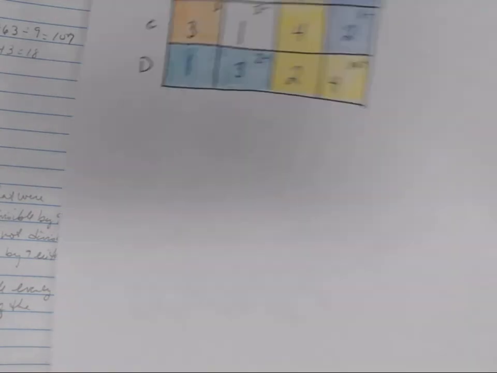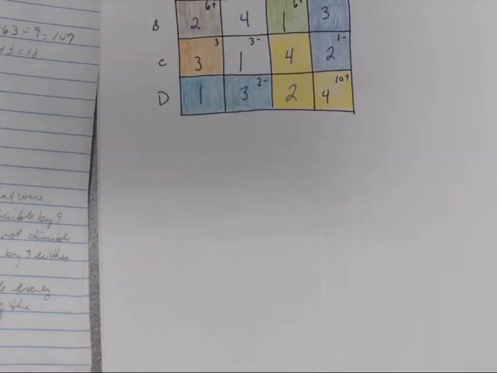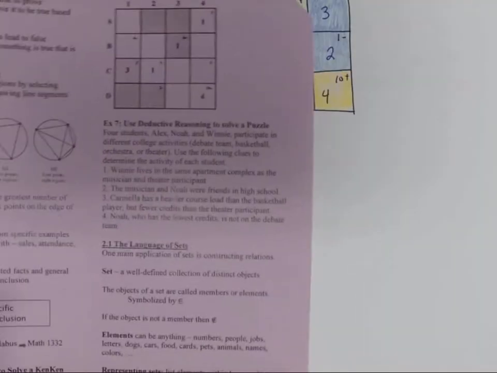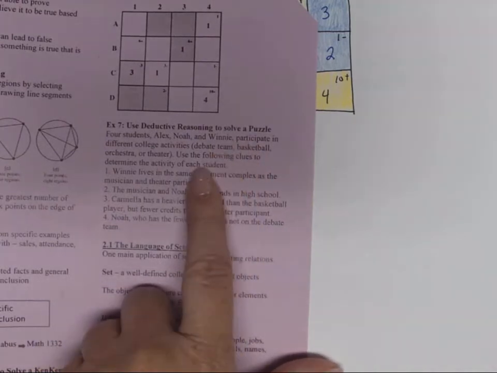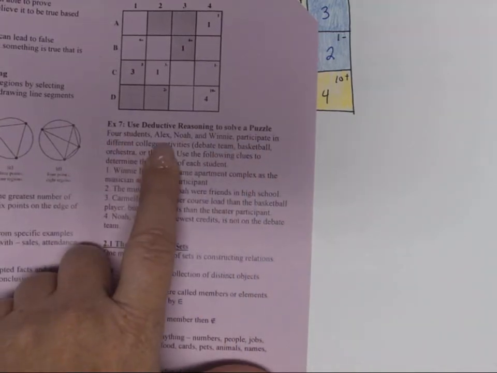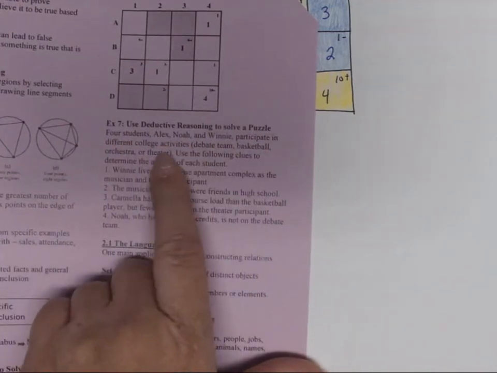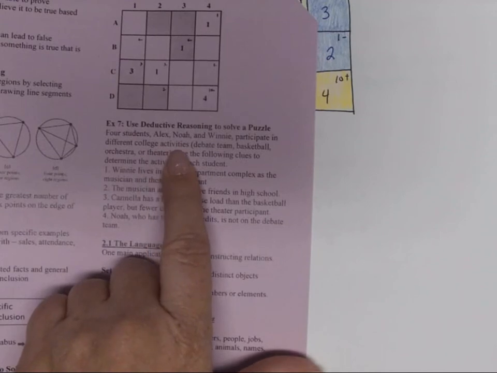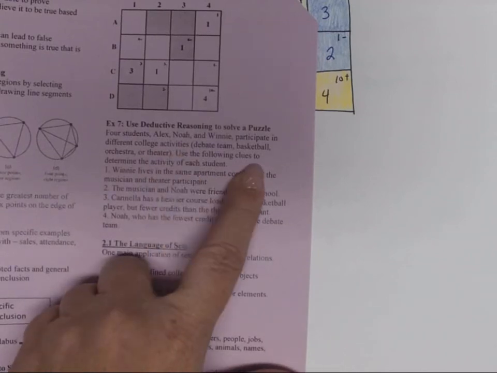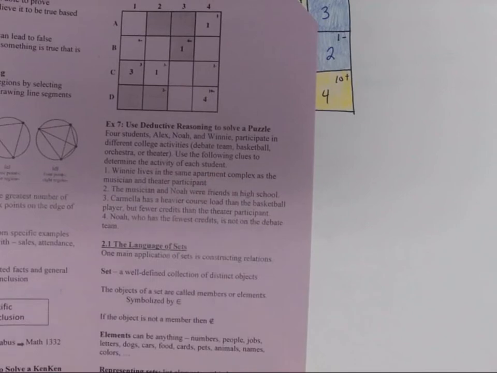And again, I'm so sorry I went in the wrong order. It's on our handout. We're going to use deductive reasoning to solve a puzzle. So 4 students, Alex, Noah, and Winnie, participate in different college activities. You want to use the following clues to determine the activity of each student.